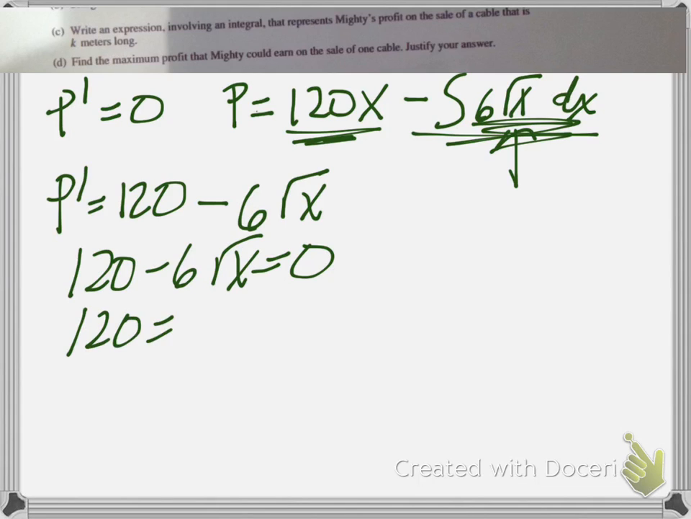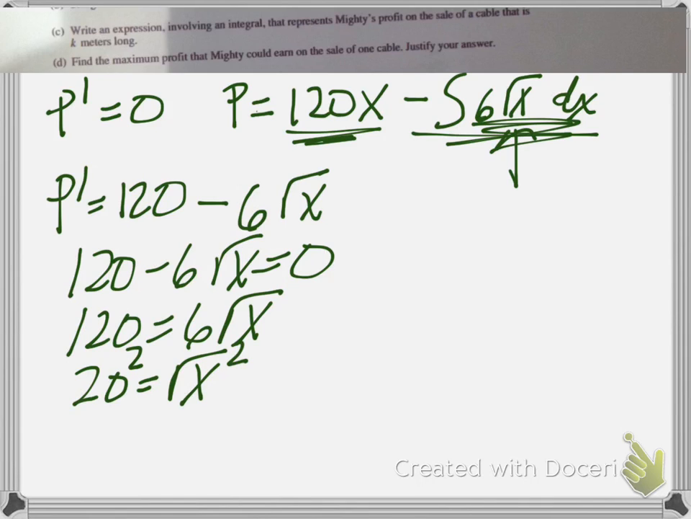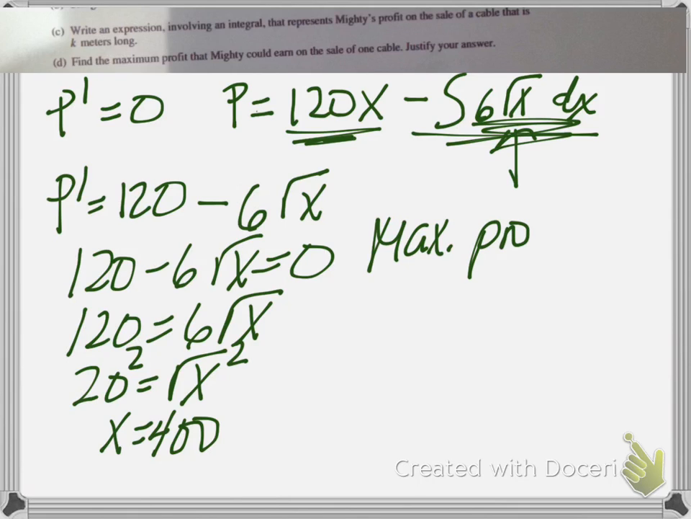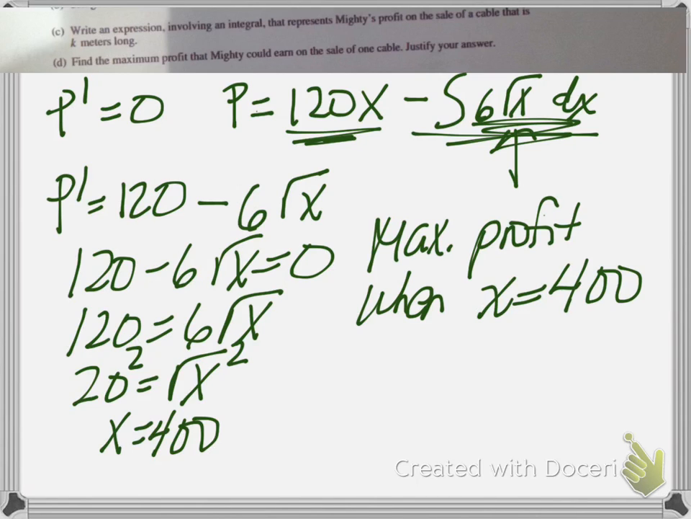We're going to set that equal to 0. Okay, let's make everything positive. Divide both sides by 6. Square both sides. And we get x equals 400. So they will get their maximum profit when x, the length of the cable, is 400. Okay, but if you go back to the question, it says find the maximum profit. So we know the maximum profit will occur when x equals 400, but what will the maximum profit be? That's what we have to find.